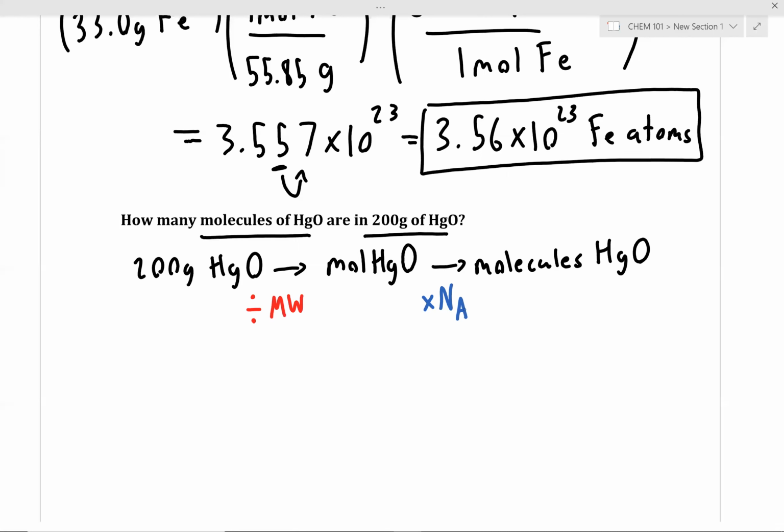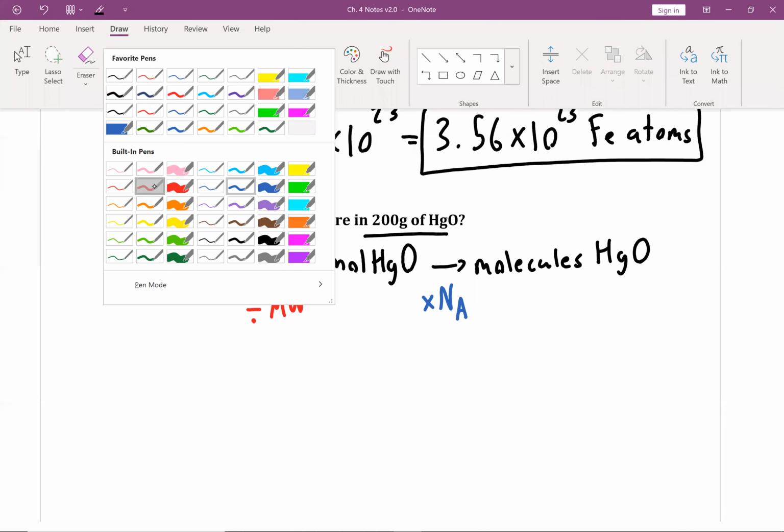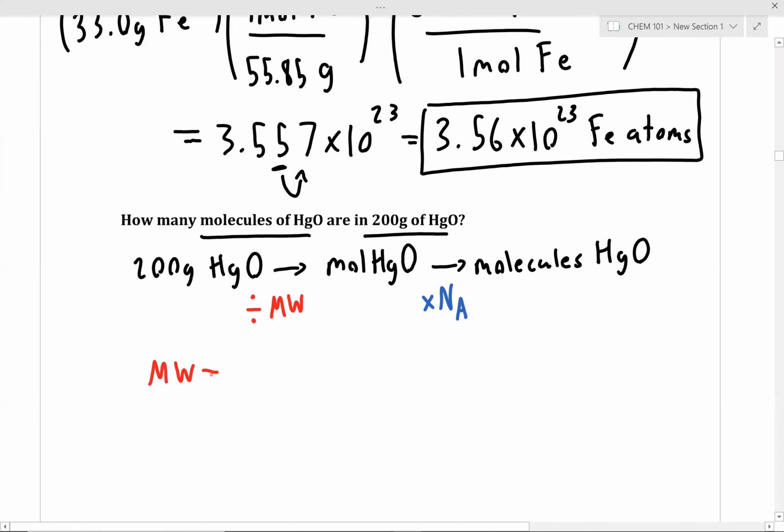Okay, with this solution map in mind, let's talk first about how we're going to get this molar mass, the molecular weight. So looking at mercury 2 oxide, can we calculate the molar mass by adding up the mass of each component element? Yep. So what is the mass of mercury? About 200. 200 point what? If we look at our periodic table, 200.6. We'll round to 200.6.